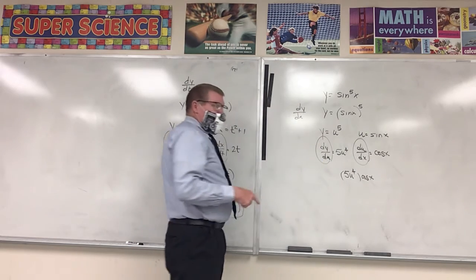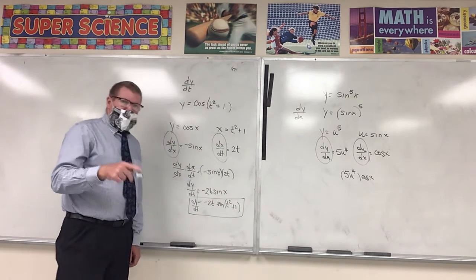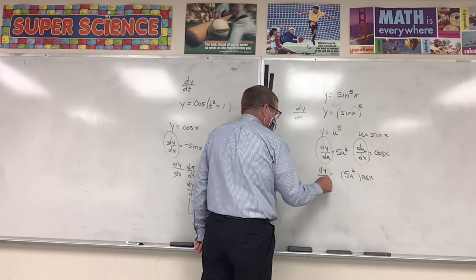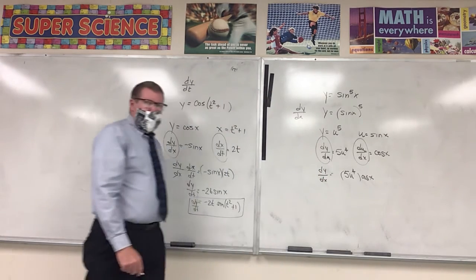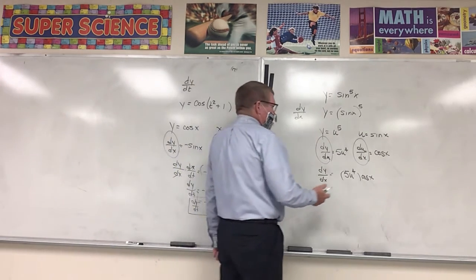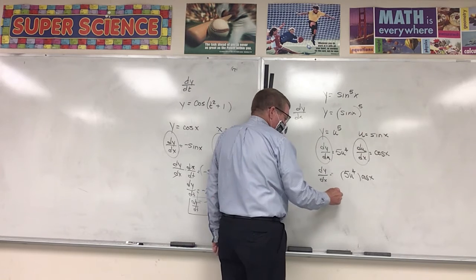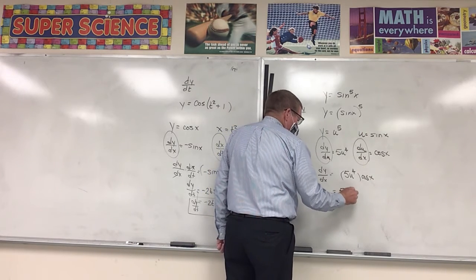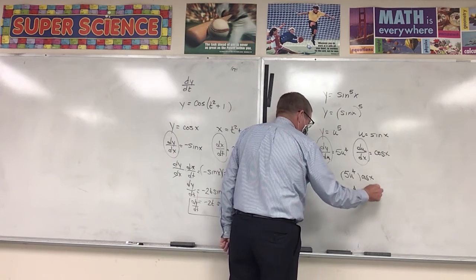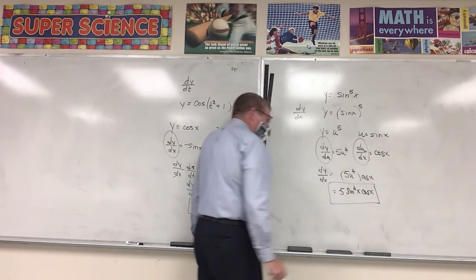Well, I don't want u anymore. I want to make sure I have the same variable because I'm looking for dy over dx. u has nothing to do with that, so I'm going to take the u and substitute it back in. What was my u? Sine x. So that's going to be 5 sine to the fourth x cosine x is my function.